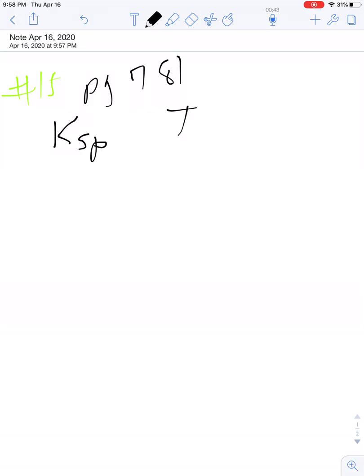So let's go over number 15 on page 781. They ask, what are the factors that affect the solubility of a salt in water? Well, what they're really asking is what is affecting KSP. So the only thing that's going to affect KSP is temperature.